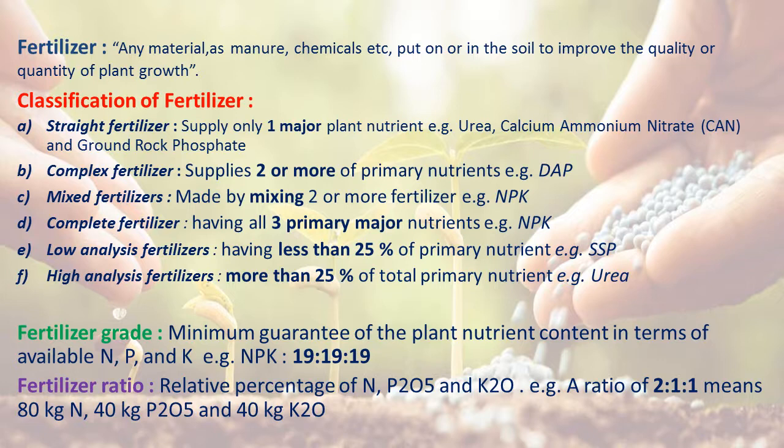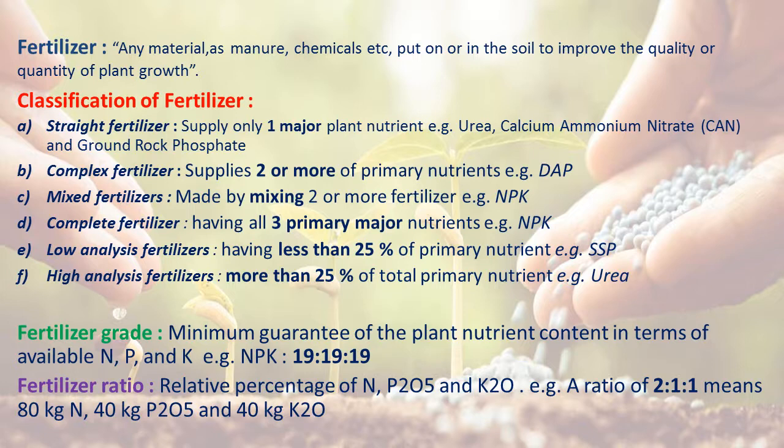Then is the complete fertilizers, fertilizers having all three major nutrients, that is called NPK. Then is the low analysis fertilizers, having less than 25% of the primary nutrient, that is SSP, single superphosphate. Then is the high analysis fertilizers that contain more than 25% of the total primary nutrient, that is urea. And urea we know that.